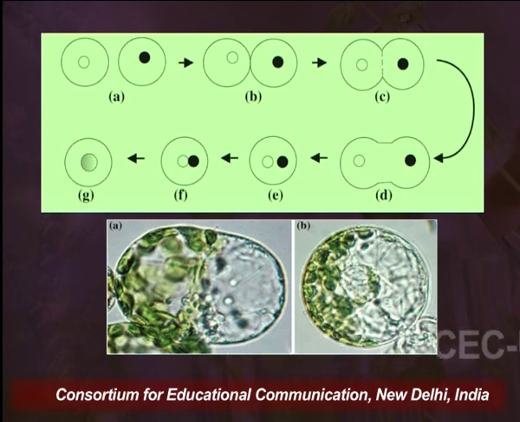And gradually the two nuclei come together and the dumbbell shape gets converted into a spherical shaped hybrid cell.